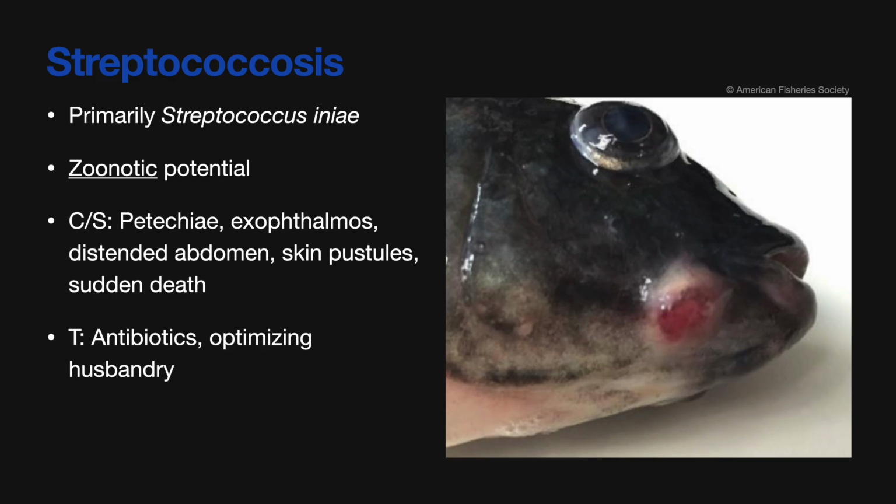Streptococcosis is primarily caused by Streptococcus iniae in fish. This is a pathogen with zoonotic potential. In fish, it causes petechiae, exophthalmos, a distended abdomen, skin pustules, and sudden death. Treatment focuses on antibiotics and optimizing husbandry.